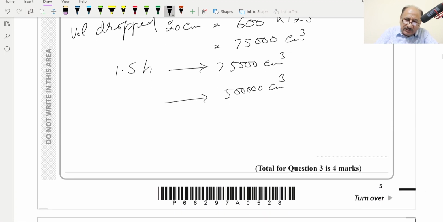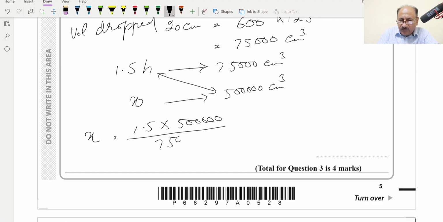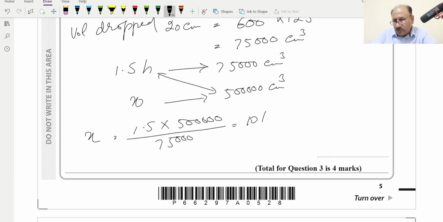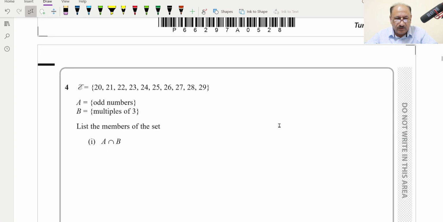This one we can take x, we can write x over here. So x will be equal to 1.5 multiplied by this, 500,000 divided by 75000, and this will be equal to how much? So 1.5 into 500,000 over 75000, and this is equal to 10. So 10 hours will be the time taken. So we can write 10 hours. This will be our final answer for this question.